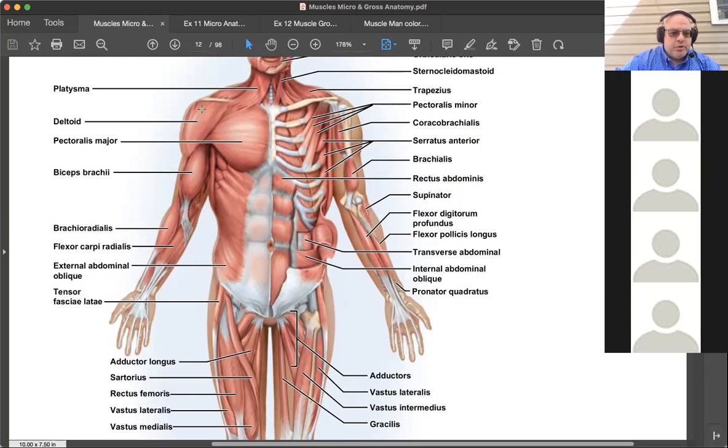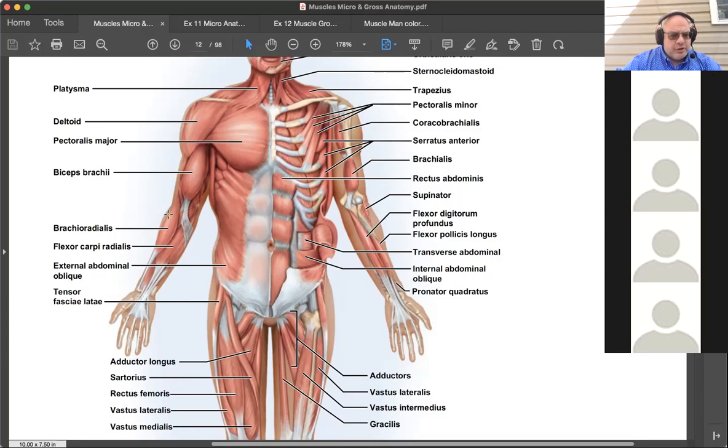Deltoid, again, makes up the bulk of the shoulder. It attaches from the scapula to the humerus. Biceps brachii attaches from the scapula. It crosses both the shoulder joint and the elbow joint to attach on the radius. So the biceps both acts on the shoulder and the elbow.